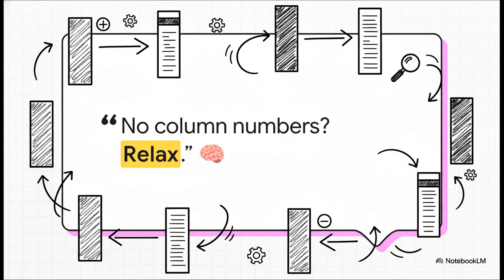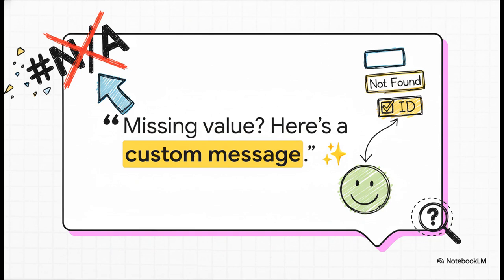It's so much smarter. Remember that ugly #N/A error? Well, XLOOKUP handles that with so much more grace. It has a built-in option where you can tell it exactly what to say if it doesn't find a match. You can make it say "not found," or maybe "check the employee ID," or you can just leave it blank. It's actually helpful, right out of the box.